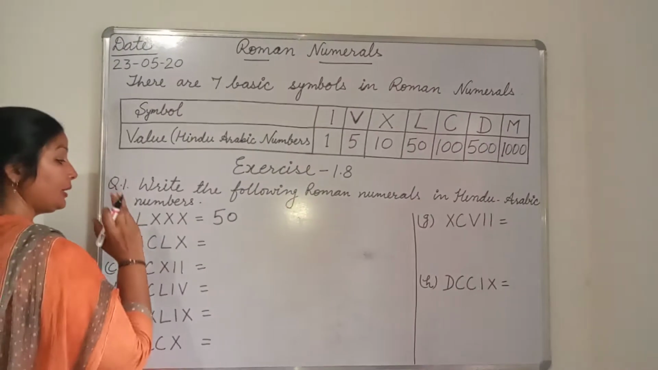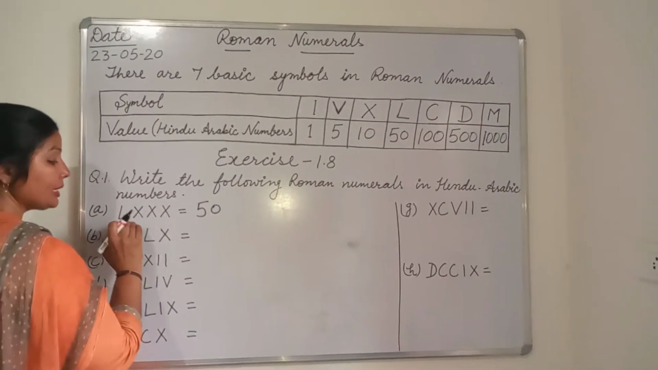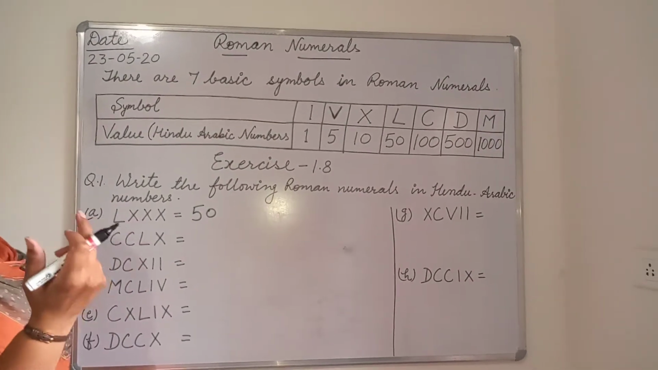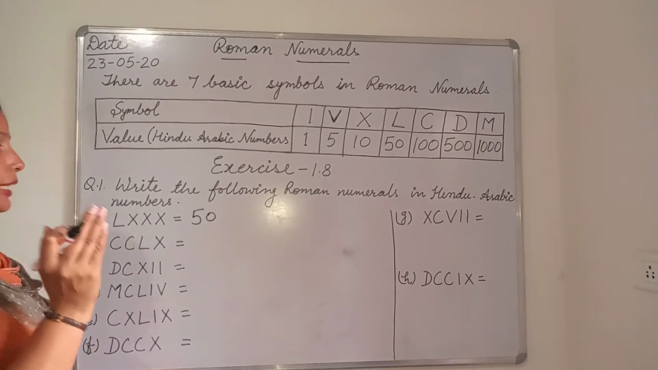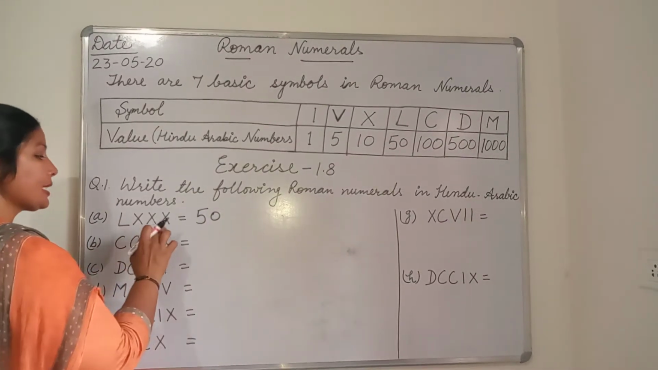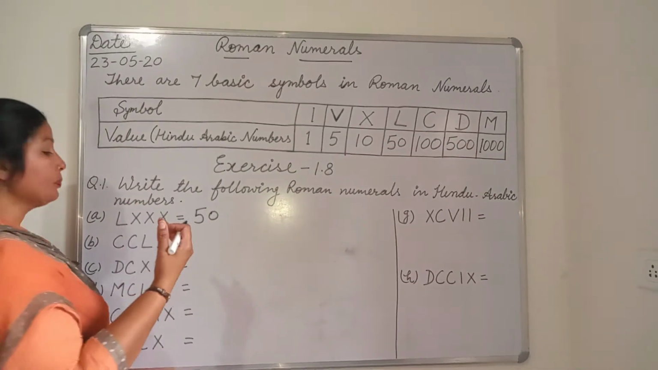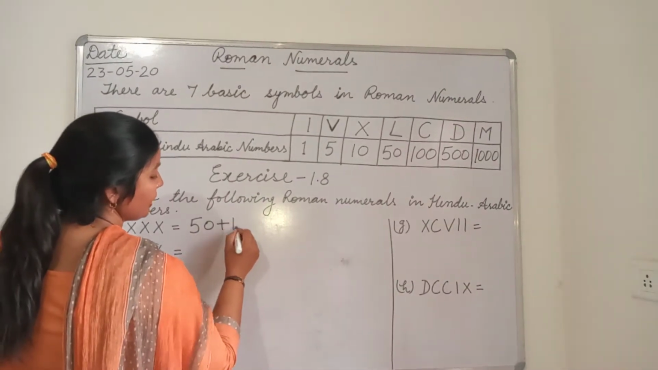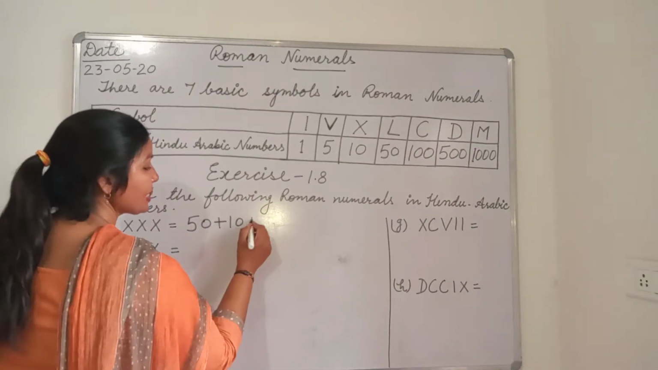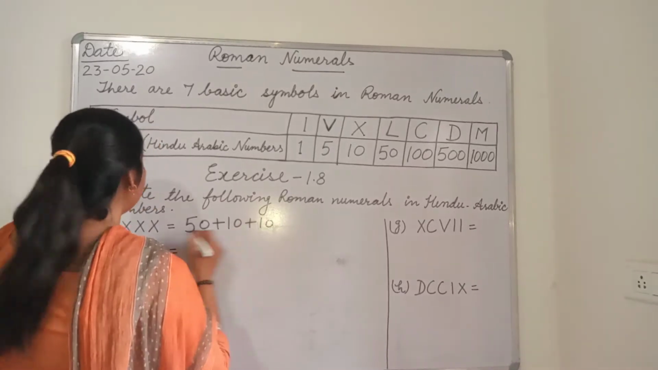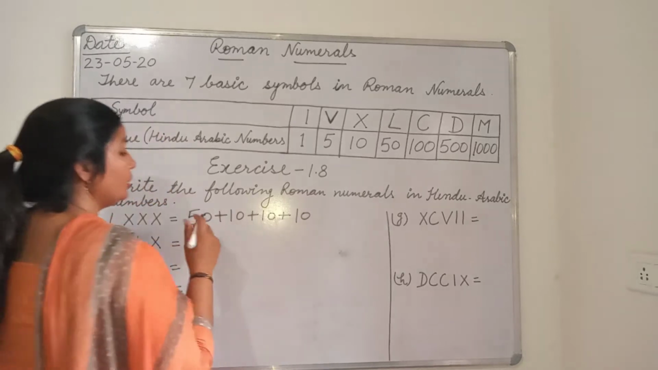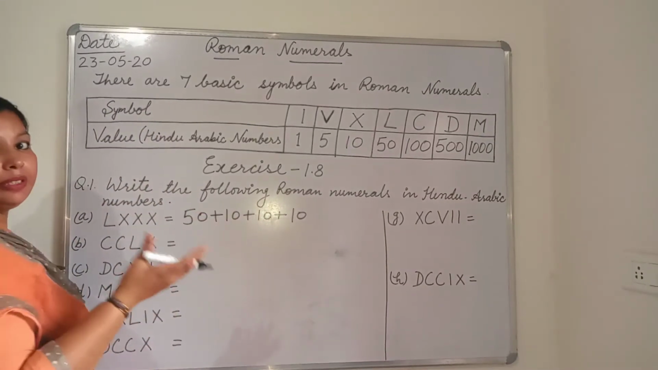Then after that there is a smaller symbol, that means these are in addition. After a big symbol we have a smaller symbol, that means we are having addition. So these X are in addition. X means 10. So 50 plus 10. Then a second time again X, so again plus 10. Then again X, so again plus 10. Now we should add them and we should get our value.